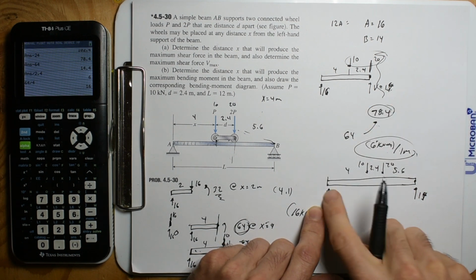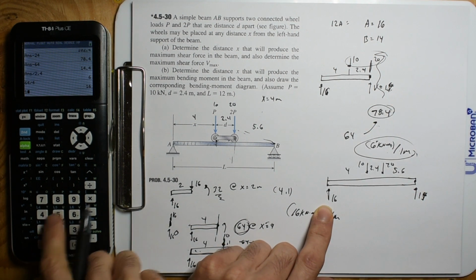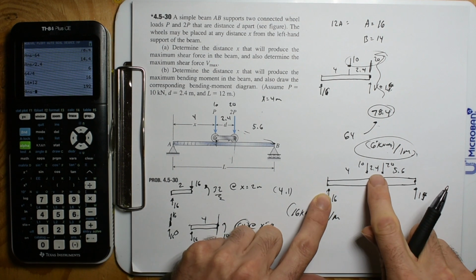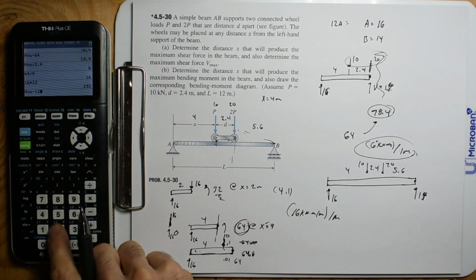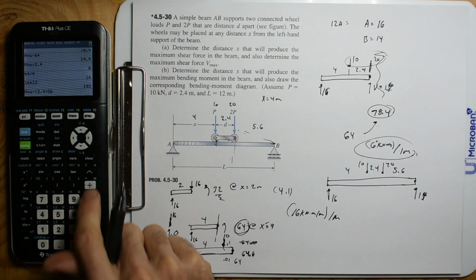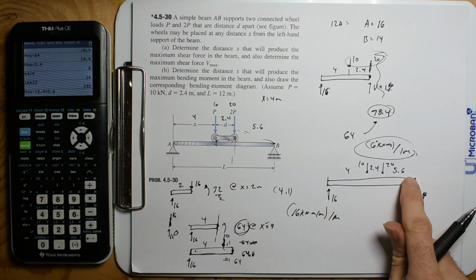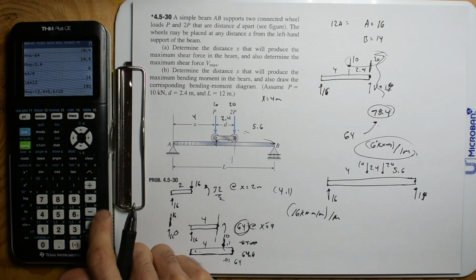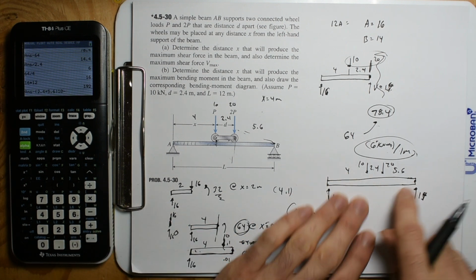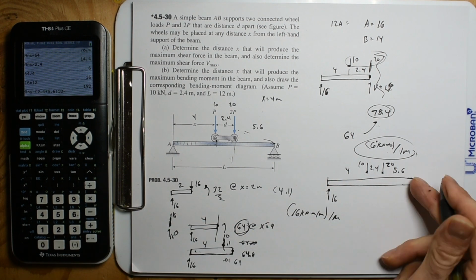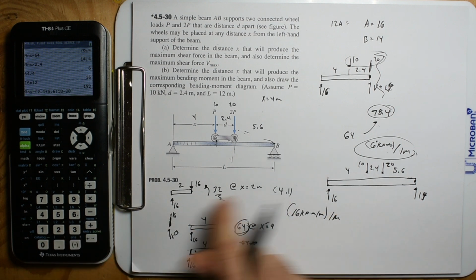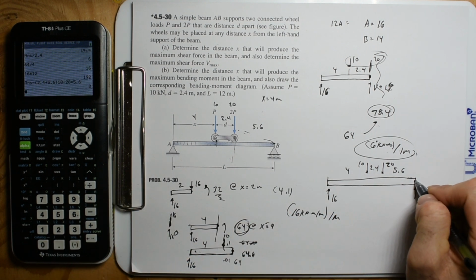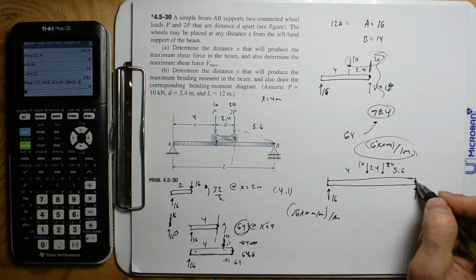So we're going to have negative 16 times 12, and then we're going to subtract 2.4 plus 5.6, or this distance, times this 10, and then we're going to subtract 20 times 5.6. All right, so we don't have any moment there. So sweet.